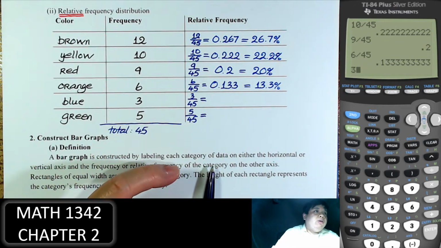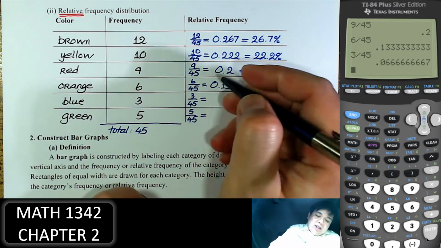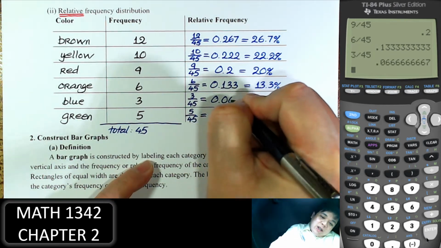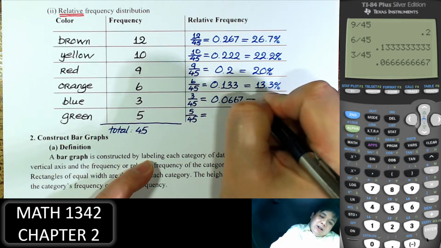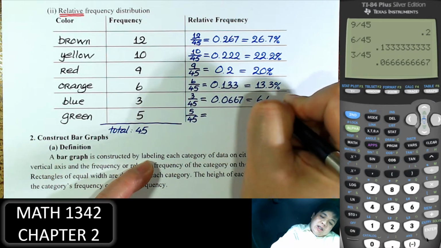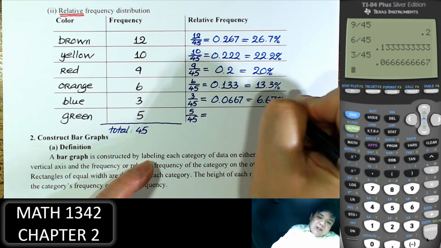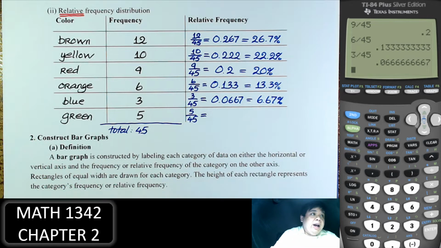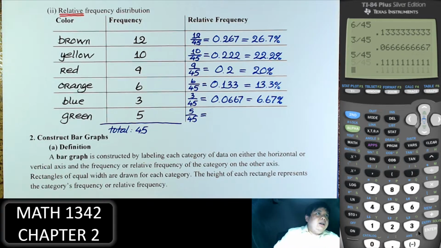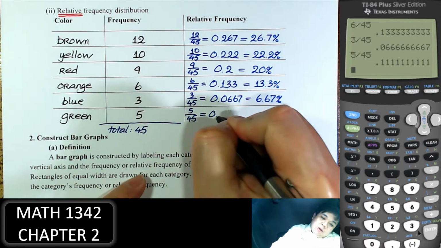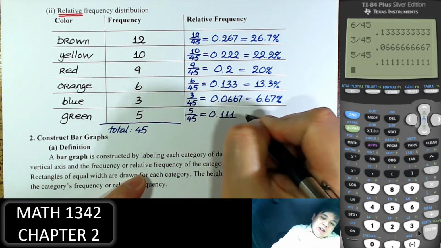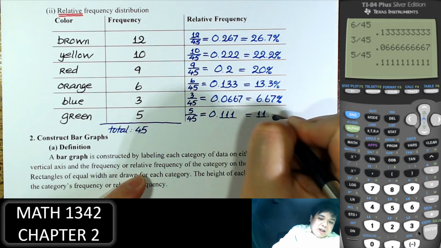3 over 45 will be half of that, 0.0667. So that's about 6.67%. And then 5 over 45 is 0.111, or 11.1%.